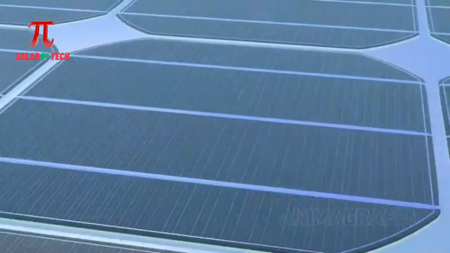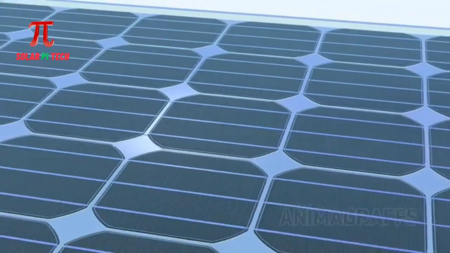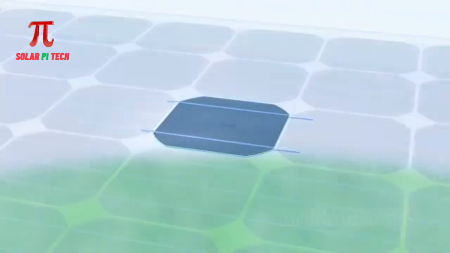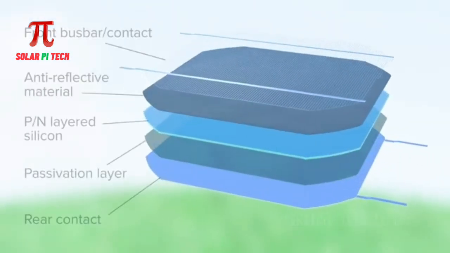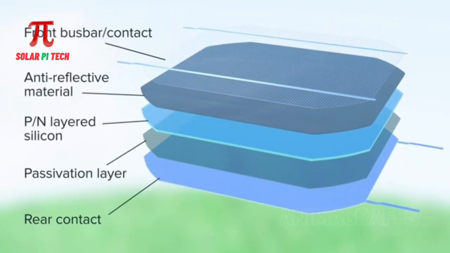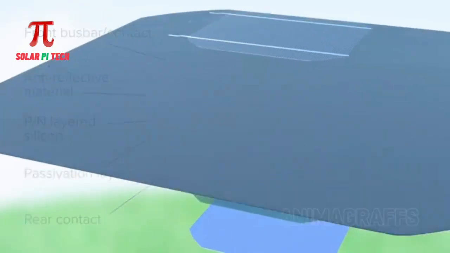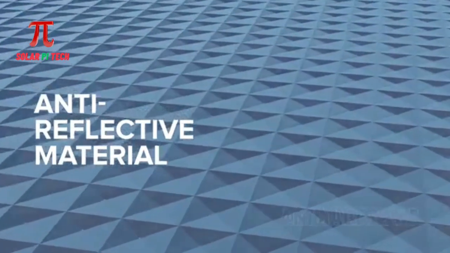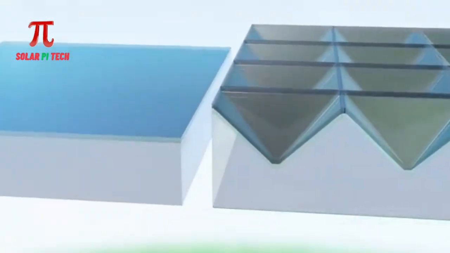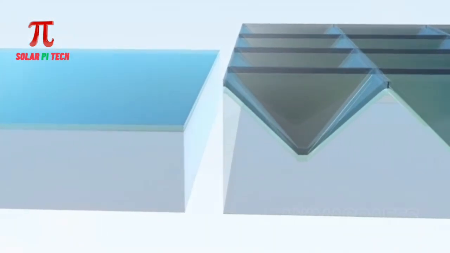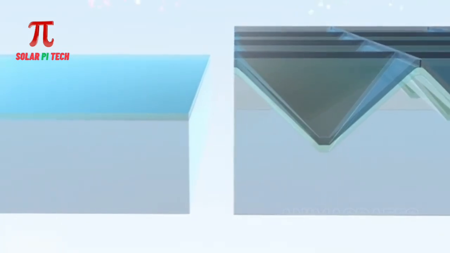Supporting structures. Let's look at other parts of the solar cell that support the core process. Anti-reflective material. Polished silicon alone wastes a lot of light by reflection, so anti-reflective coating is added for improved efficiency.